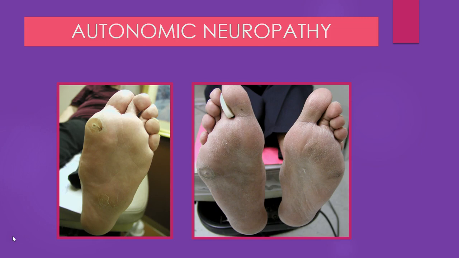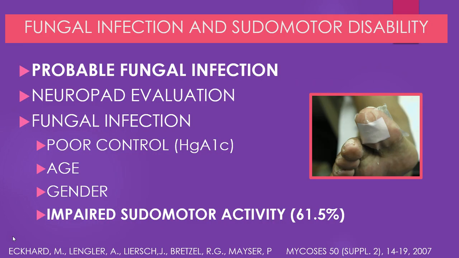fissuring skin. We get these buildup of dry calluses in rather typical pressure locations, and together with a number of other factors that have to be evaluated, we know that at least in part some of these skin changes are occurring secondary to diabetic autonomic neuropathy. Looking at the relationship of autonomic neuropathy to some commonly encountered problems, for example, this particular study looked at diabetic patients with probable fungal infections of the foot.